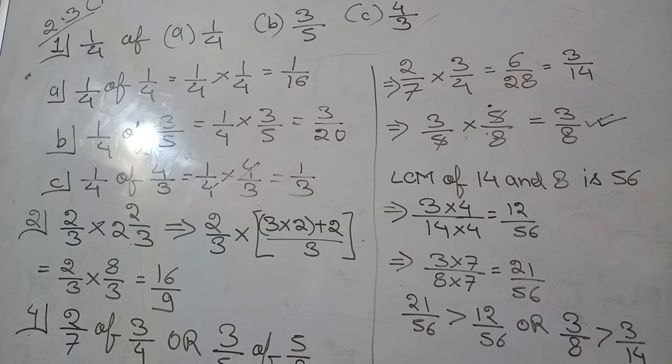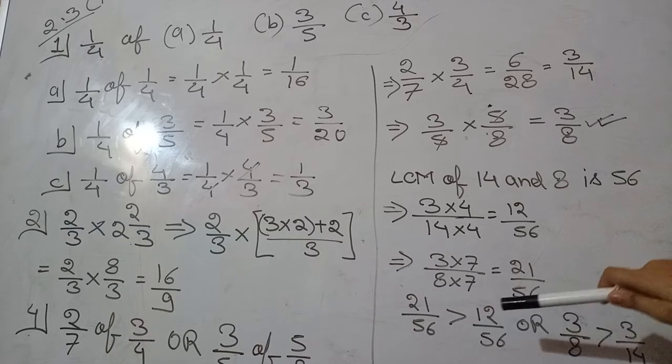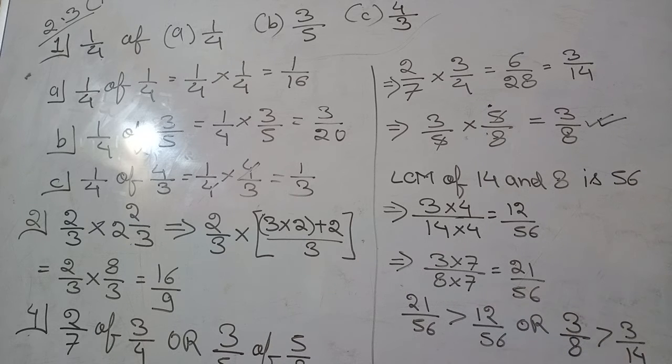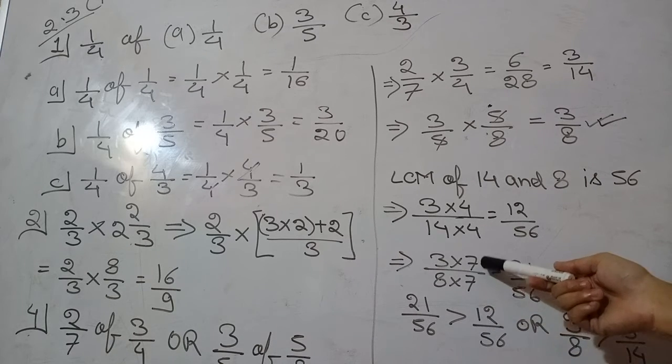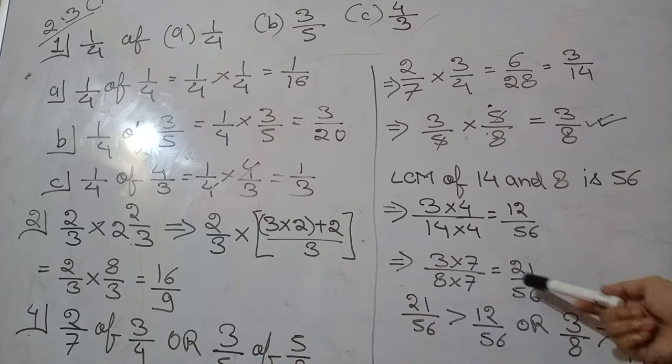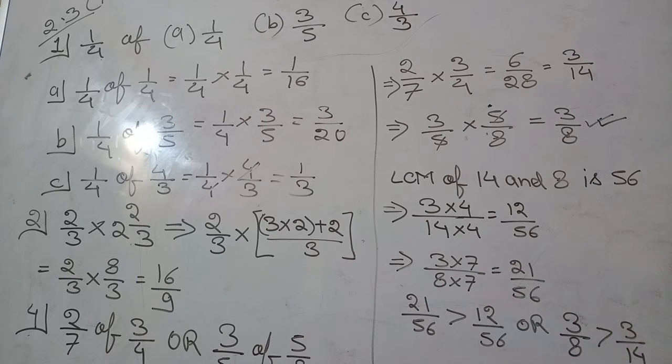Okay. Now next one, what is written? 3 by 8. Again we have to find such a number which when multiplied with 8 will give us 56. We know that 8 7s are how much? 56. Same number you have to multiply in the numerator. 8 7s are 56 and 3 7s are 21. Okay. Now here you can see both the denominators are same. First one is 12 by 56 and second one is 21 by 56.